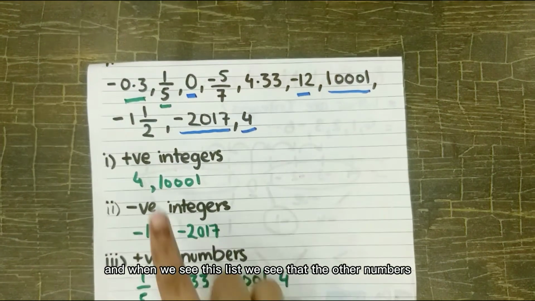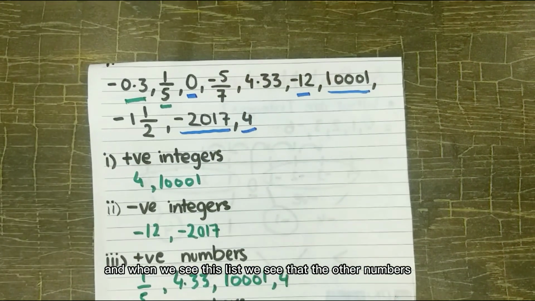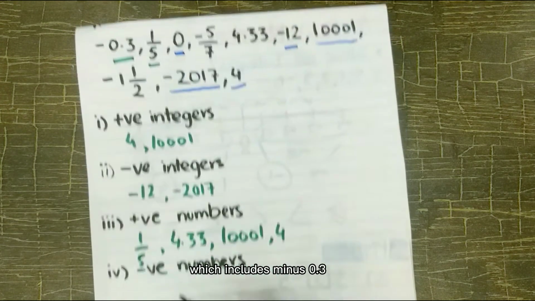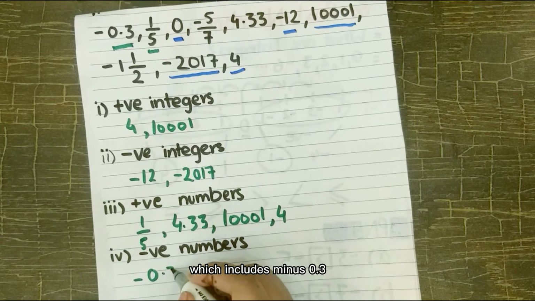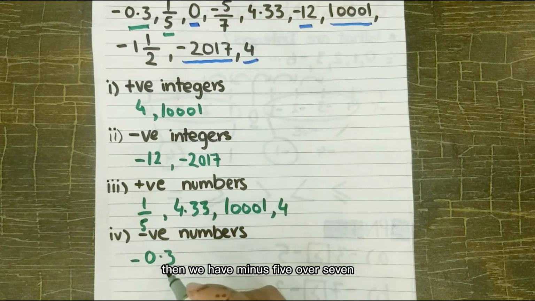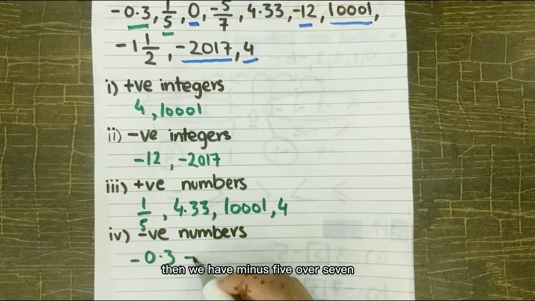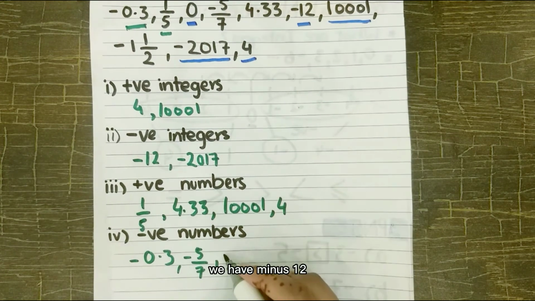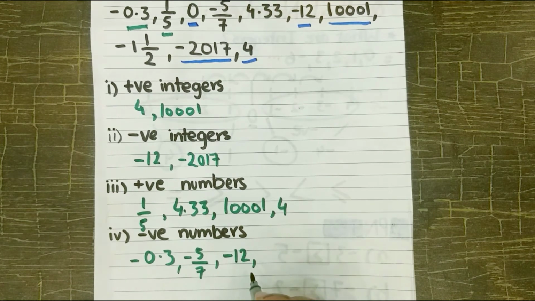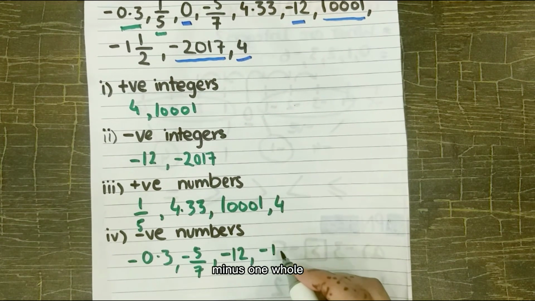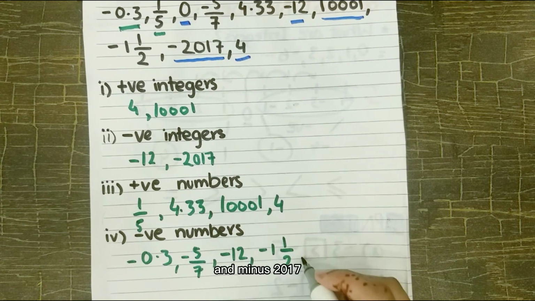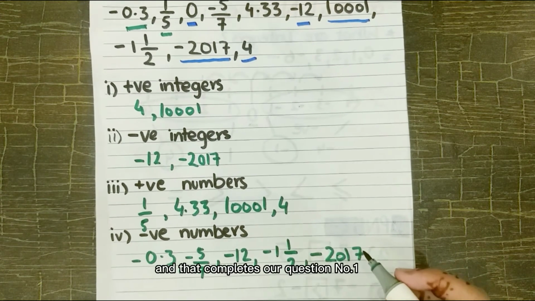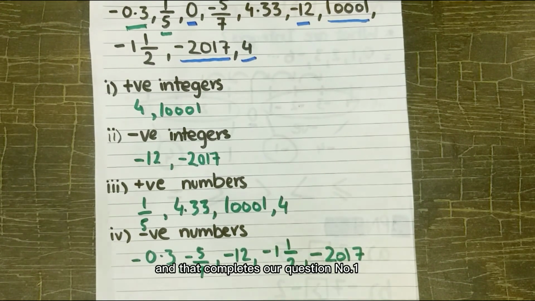When we see this list, we see that the other numbers, rather than the positive numbers, are the negative numbers, which include minus 0.3, then minus 5 over 7, minus 12, minus 1 whole 1 over 2, and minus 2017. And that completes our question number 1.